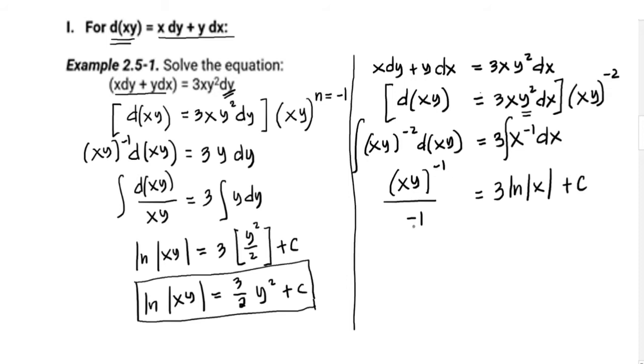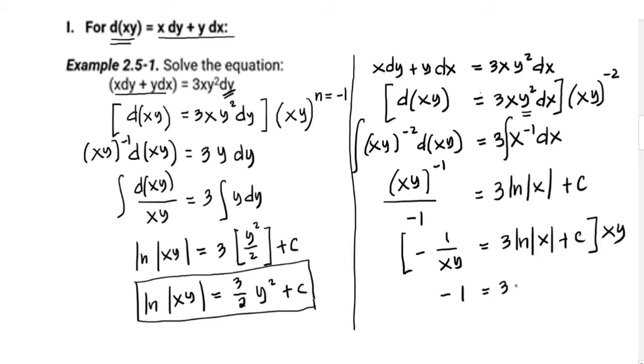And simplify the left side, this is negative 1 over xy equals 3 ln of x plus c. To simplify this, we are going to multiply this one by xy. So this is negative 1 is equal to, we have here 3 xy ln of x plus c xy. This can be our final answer.